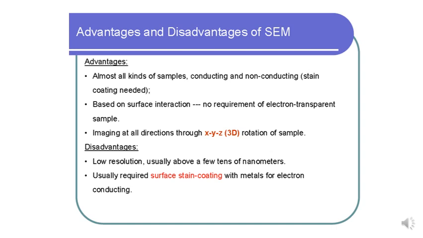Okay, and what is the disadvantage of SEM? SEM has low resolution. We always relate SEM with low resolution, basically about a few tens of nanometers on the scale. It usually requires a surface coating with metals for electron conduction. So why do we need the surface coating? Because we have a major problem in SEM, which occurs especially for non-conducting samples. The problem is what we call charging. The sample will charge and the image will not be very good.